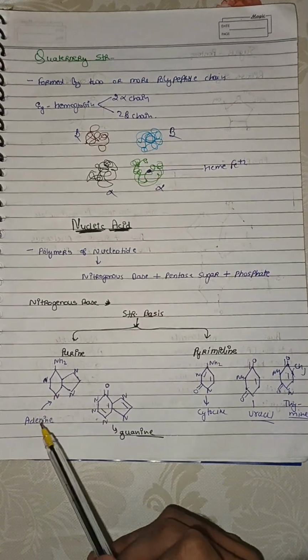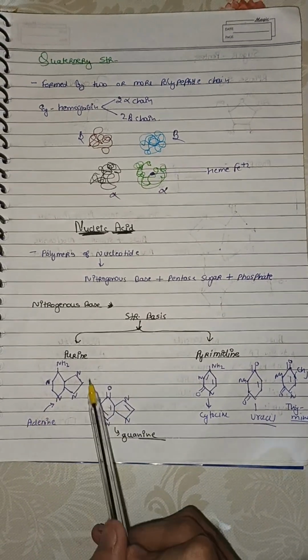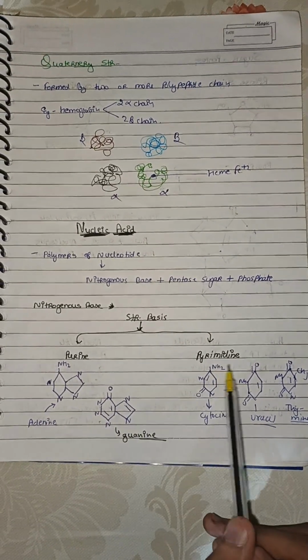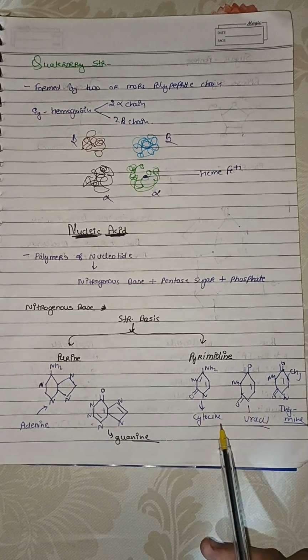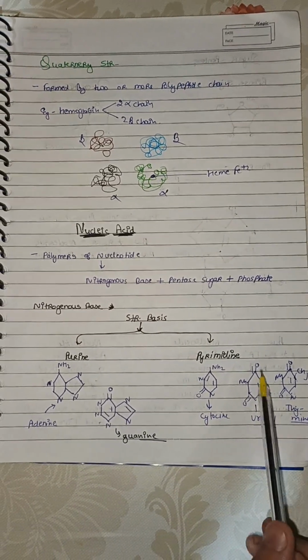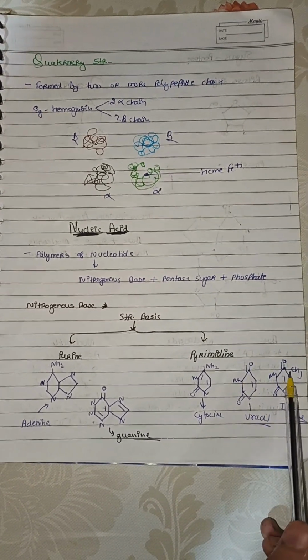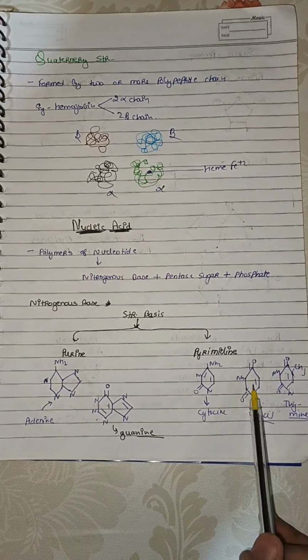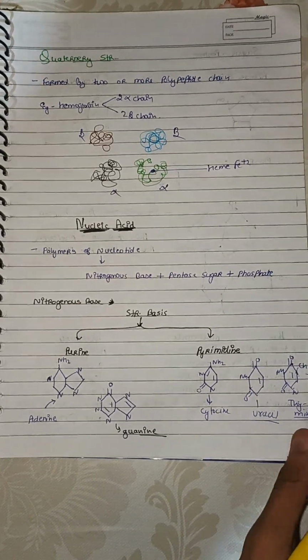Purine contains adenine and guanine. These are the structures of adenine and guanine. Pyrimidine contains three structures, that is cytosine, uracil and thymine. Uracil is present in RNA, thymine is present in DNA. These are the structures of cytosine, uracil and thymine.